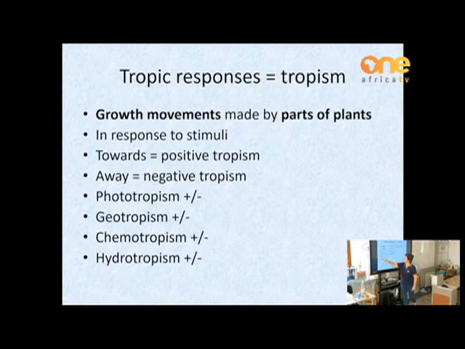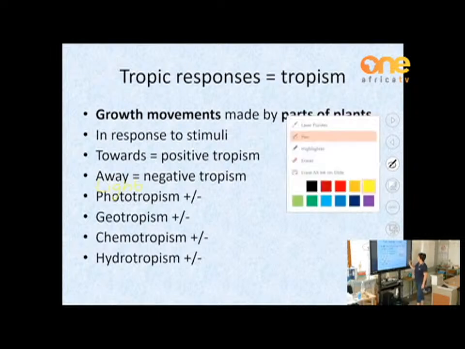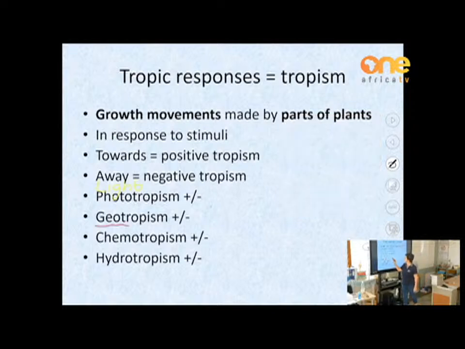So if we look at the word phototropism, we know that photo means light. And if something is growing towards light, it is positive phototropism. So we will say the shoots show positive phototropism, but the roots show negative phototropism. If we look at geotropism, it's also known as gravitropism. It is when we have a direction towards gravity. And of course, the roots will be positive geotropic.